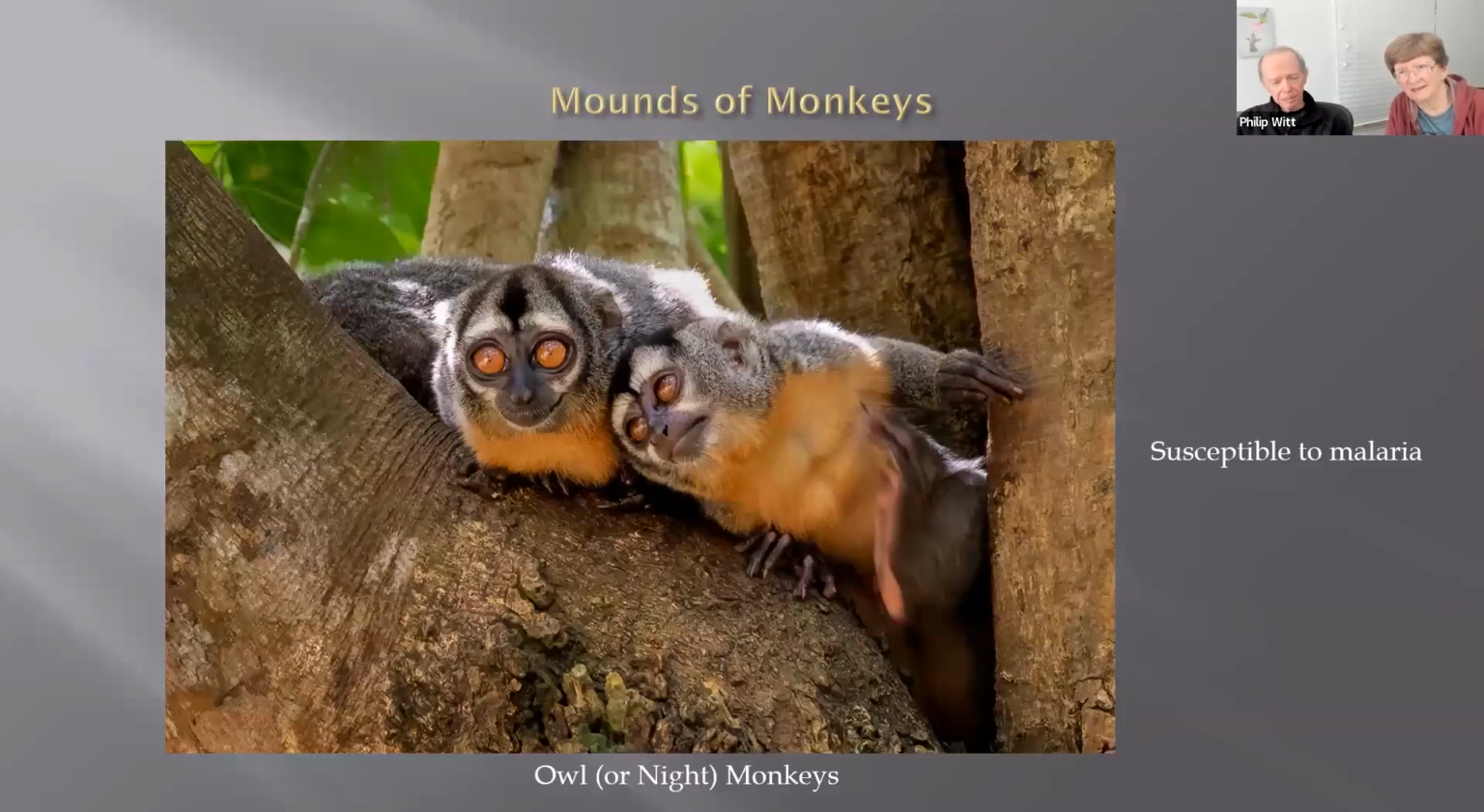And then the monkeys. These are called owl or night monkeys, and they are susceptible to malaria, so they've been used in research for malaria. They are as cute as can be. They've got those big orangey eyes for that night vision. You can tell they're nocturnal. I mean, their eyes occupy half their face, it seems like. Right.